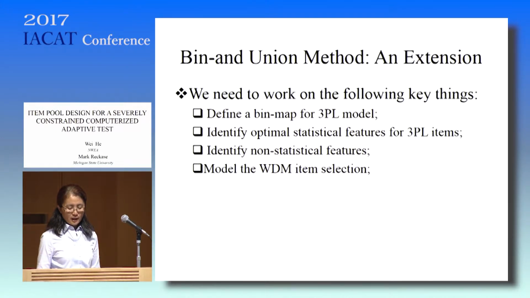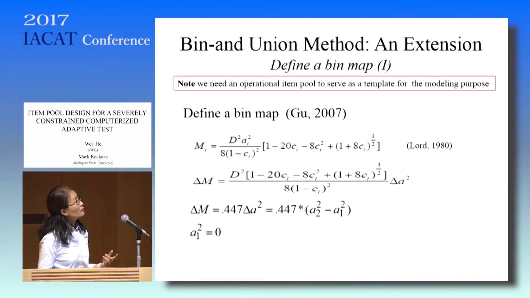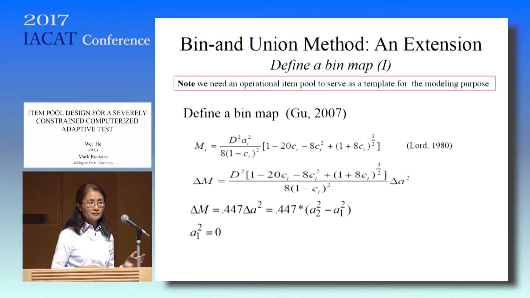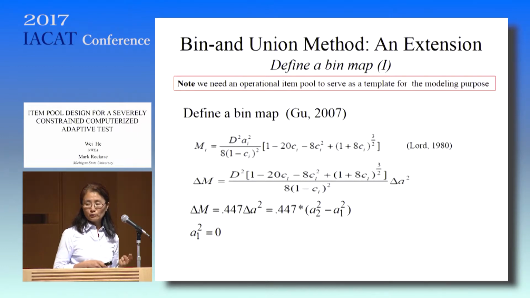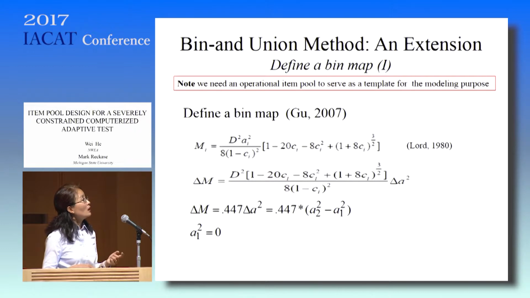Let's look at how we can design or develop a bin map. Recall that in the Rasch model case, the bin map is just one-dimensional. But for the 3PL case, we know that for 2PL or 3PL items, the item information has a lot to do with the magnitude of the item discrimination parameter. So that means when we design a bin map, we have to look at not only the B parameter but also the A parameter. It's a combination of both.